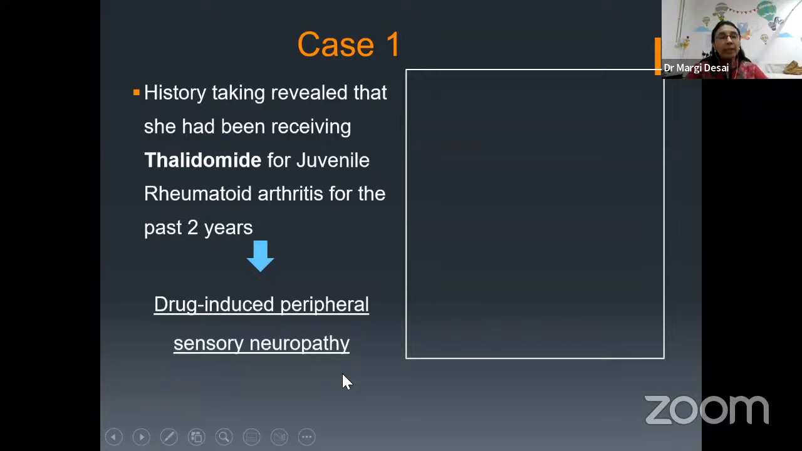So history taking is a must before you start nerve conduction and EMG, because that is the only examination which will give you a clue as to what is the etiology of the peripheral neuropathy. Electrodiagnosis per se doesn't tell you about the etiology, it only tells you about the pathology.